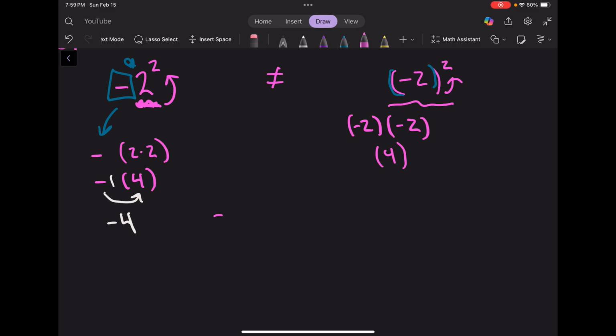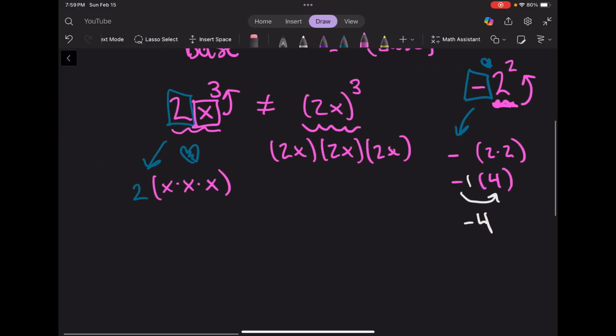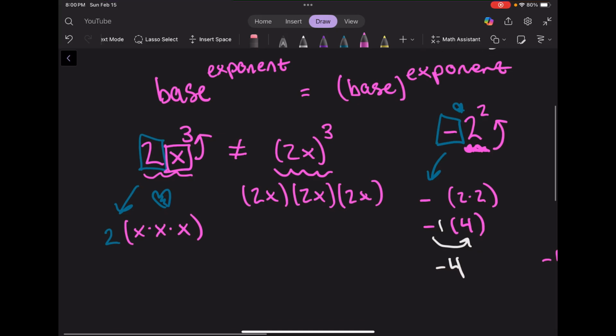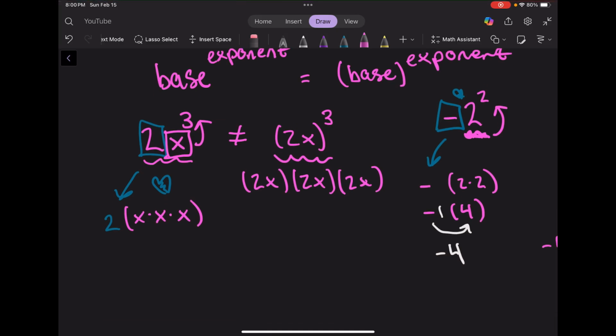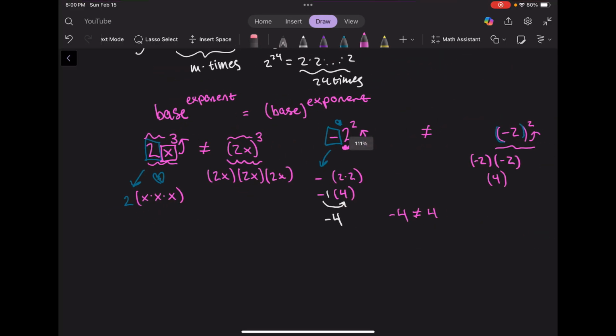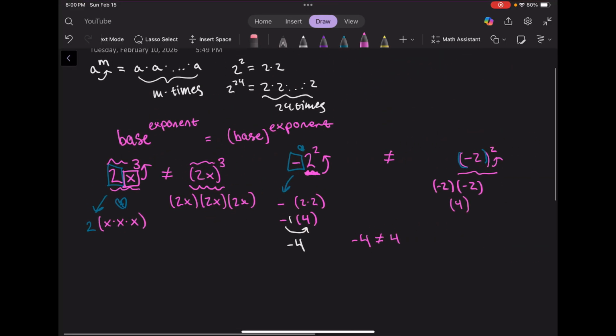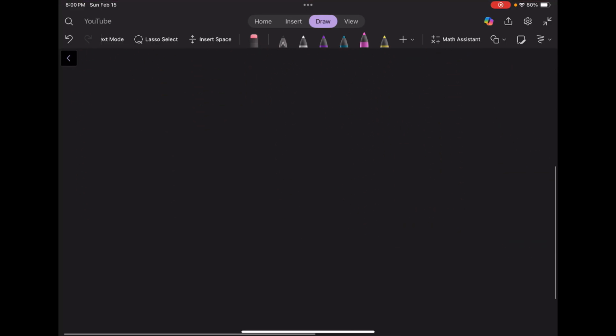So see, negative 4 is not the same as 4. That's why we have to be really careful about what we're calling our base and how we operate with parentheses versus not parentheses. Alright, so now we can move forward.